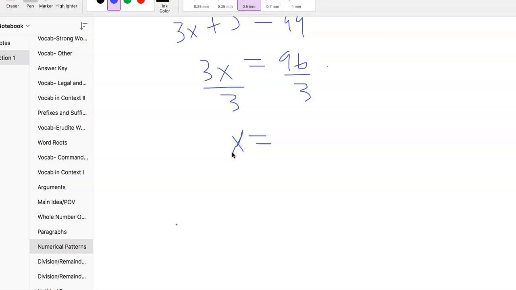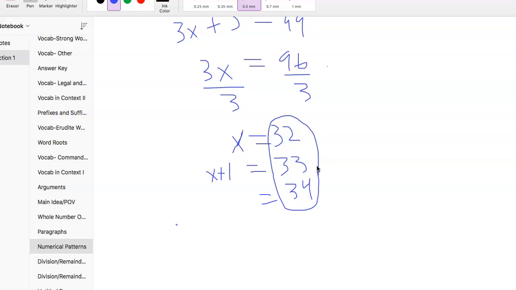Okay, and then we will say that 96 divided by 3 is 32. Okay, and so that's the first integer right there, right? Is 32. And then that x plus 1 is 33. And the x plus 2 is 34. Okay, so those are our 3 consecutive integers, right?